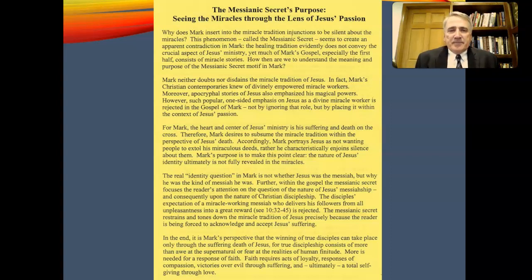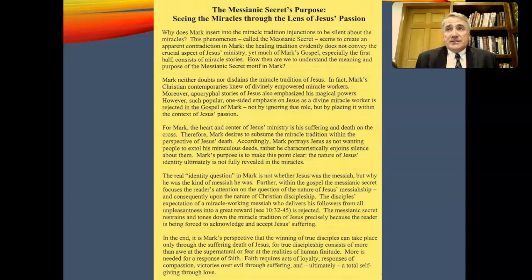I would say this in the second paragraph. Mark neither doubts nor disdains the miracle tradition of Jesus. In fact, Mark's Christian contemporaries knew of divinely empowered miracle workers. Moreover, the apocryphal stories, so these are stories in writings that don't make it into the gospel, moreover, apocryphal stories of Jesus also emphasize his magical powers. However, such popular one-sided emphasis on Jesus as the divine miracle worker is rejected in the Gospel of Mark, not by ignoring that role, but by placing it within the context of Jesus' passion. So I think that's the point.